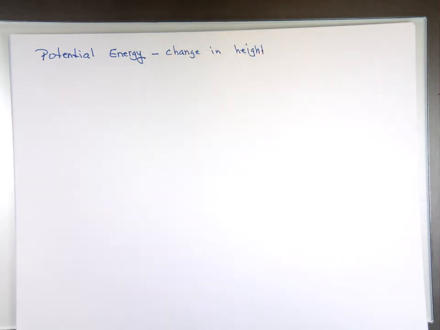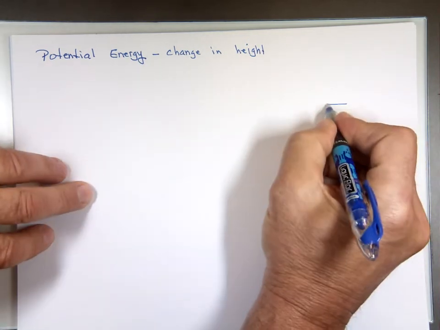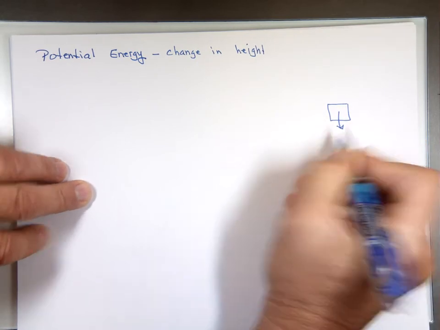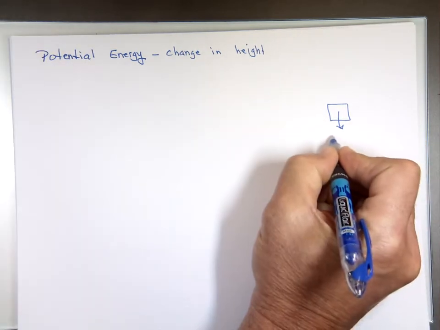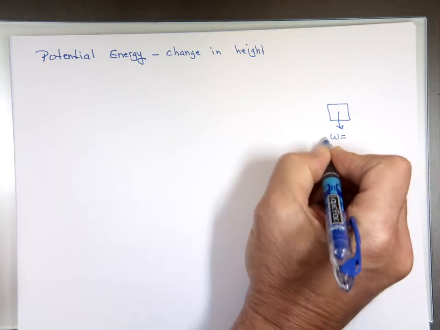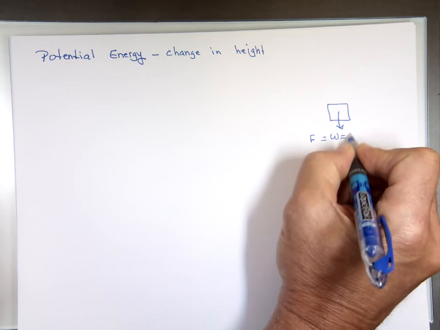Due to a change in height. So when you think about a box, you're moving a box upward. The box has a weight. That's your force. The weight, that's not work, that's weight. That's the force, equals mass times gravity.